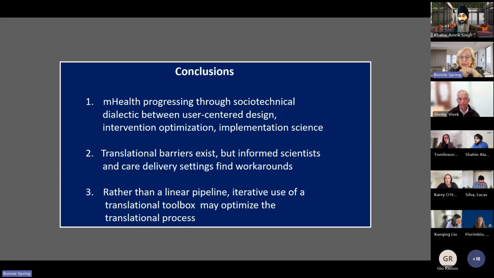There are a lot of translational barriers, but it's been interesting that we have been able to find workarounds. And some of these things are not so different than some of the things that we learned in academia to work around those systems. And we'll get better at it as we go along. But importantly, we can't think of this as a linear pipeline. It's not just we develop things, we test them in randomized controlled trials, and then we send them out into the world and they stay forever.